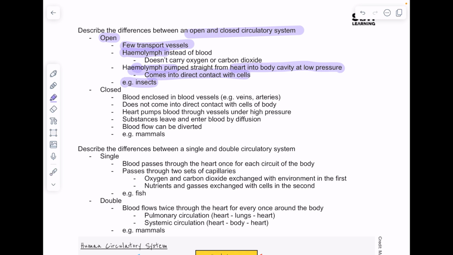Whereas a closed circulatory system, closed indicating that the blood is enclosed in blood vessels, such as veins and arteries. The blood doesn't come in direct contact with cells of the body due to those blood vessels. The heart pumps the blood through vessels under high pressure. And how do our cells receive the oxygen? By diffusion. And as I said, closed circulatory systems are found in mammals.